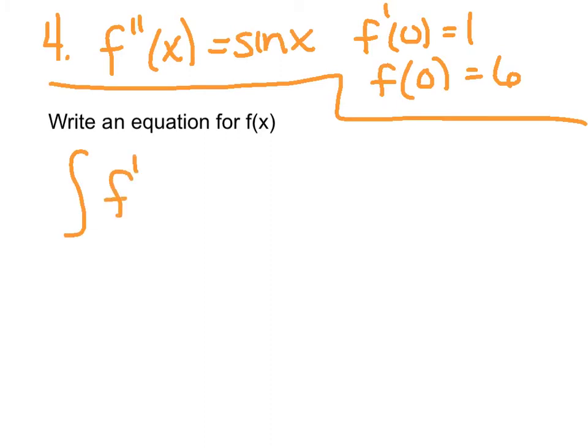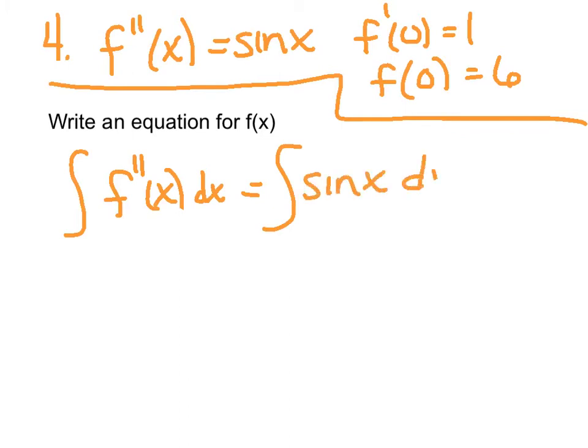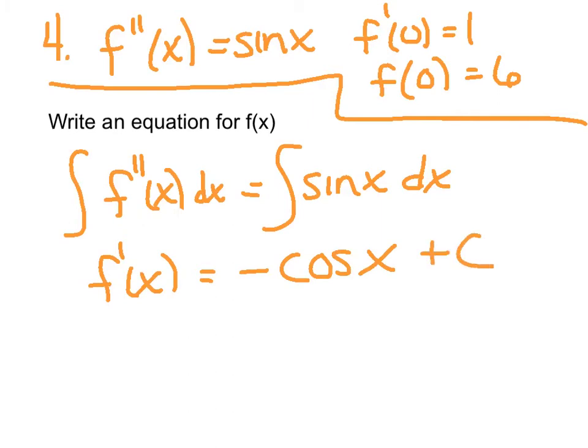I'm going to integrate f double prime of x dx, and I'm going to integrate sine of x dx. Just common sense: when you integrate f double prime, you should be getting f prime of x. And when you integrate sine, who do you take the derivative of to get sine? Hopefully you've said negative cosine of x plus c. So I do need to stop here, and I'm not done.